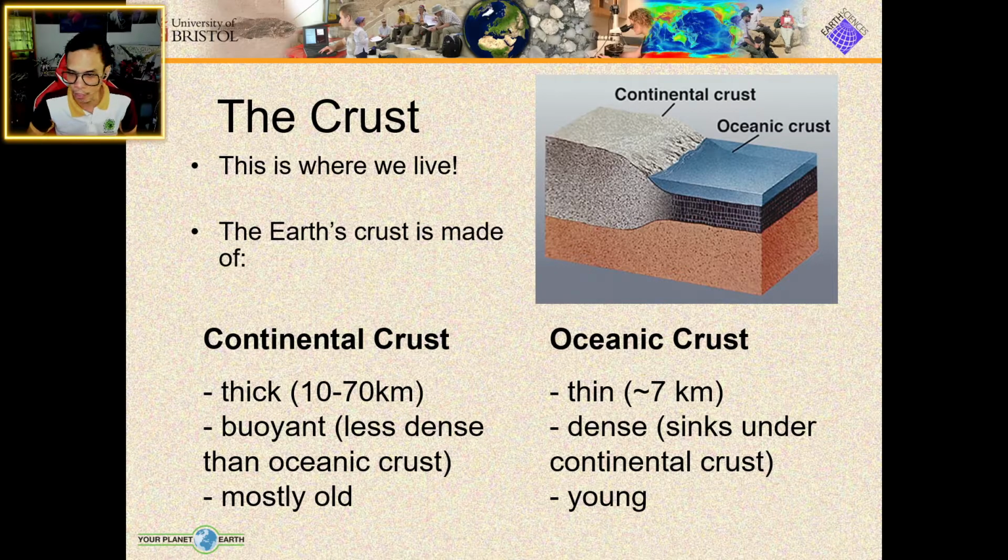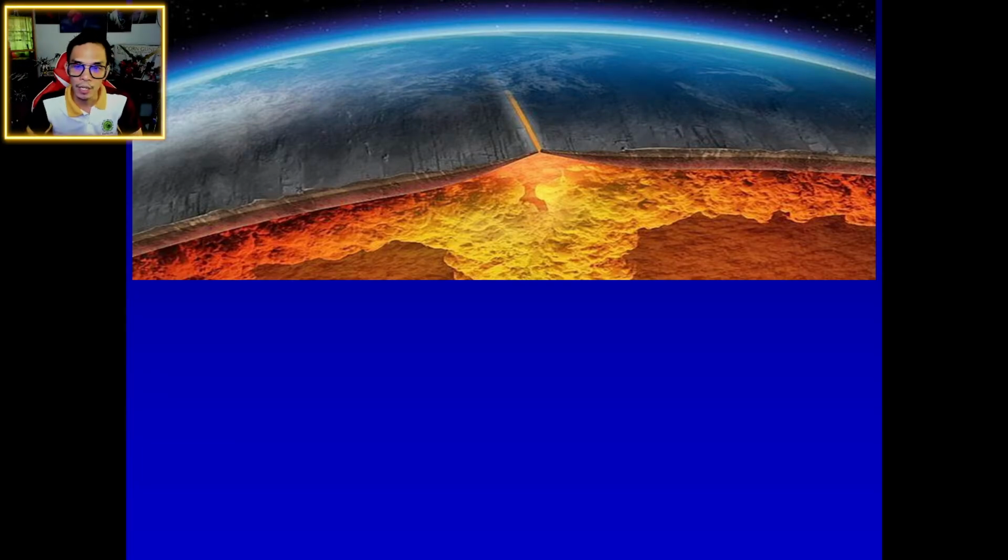Going back to the crust, it has two divisions. We have continental crust and we have oceanic crust. In terms of characteristics, continental crust is different from oceanic crust. The first one is thickness. Continental crust is thicker than oceanic crust. In terms of density, the continental crust is buoyant or less dense, so the oceanic crust is denser than the continental crust. Now in terms of age, oceanic crusts are younger than continental crust. So that is their differences in terms of characteristics.